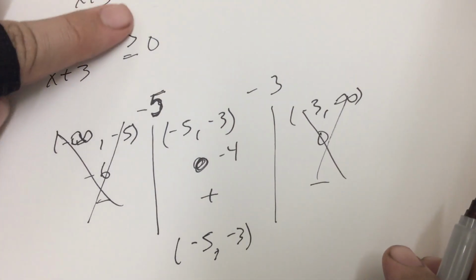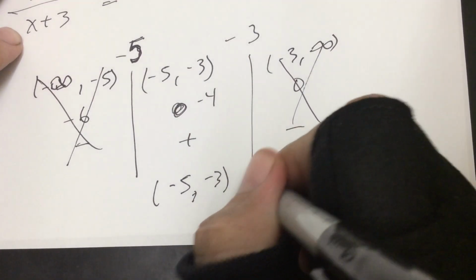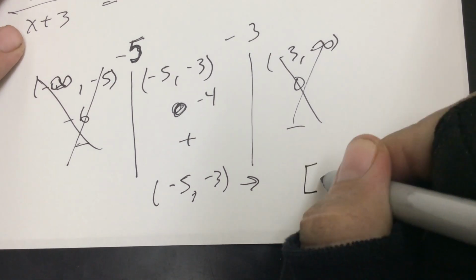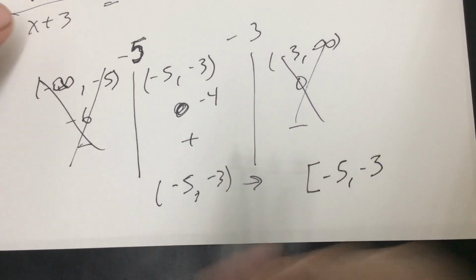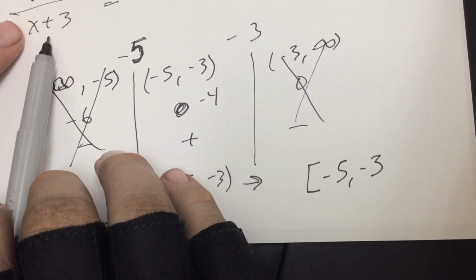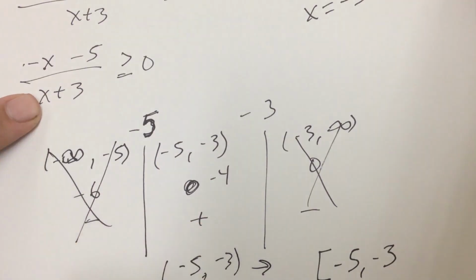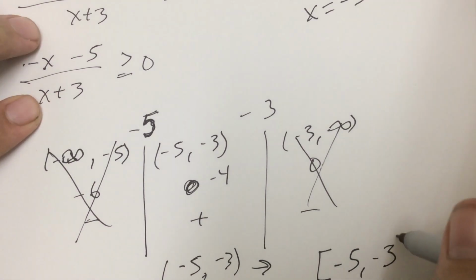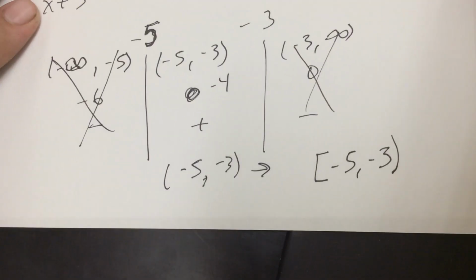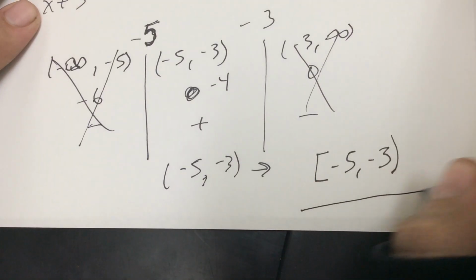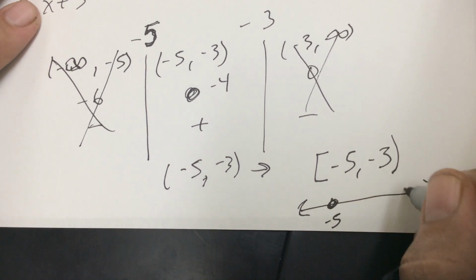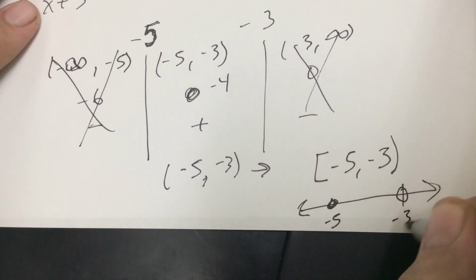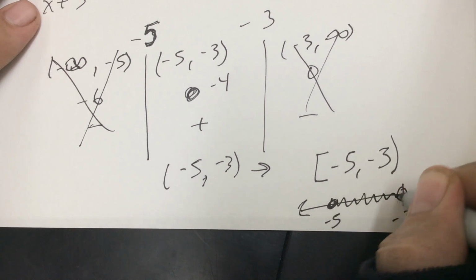Now again, we were greater than or equal to, so we're going to need brackets. So a bracket over negative 5, comma, negative 3. However, negative 3 is what made the bottom be 0. So that still would be something we would exclude from the domain. So it's not a point we would include in this, which makes it a parenthesis. So when we do our number line, we'd have a closed circle here at negative 5, an open circle here at negative 3, and we're going to shade in between.